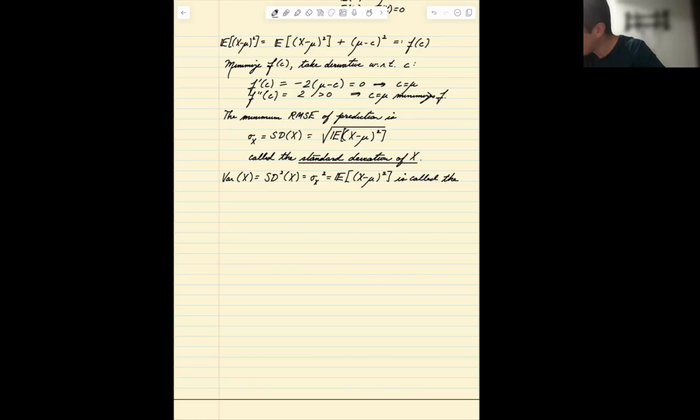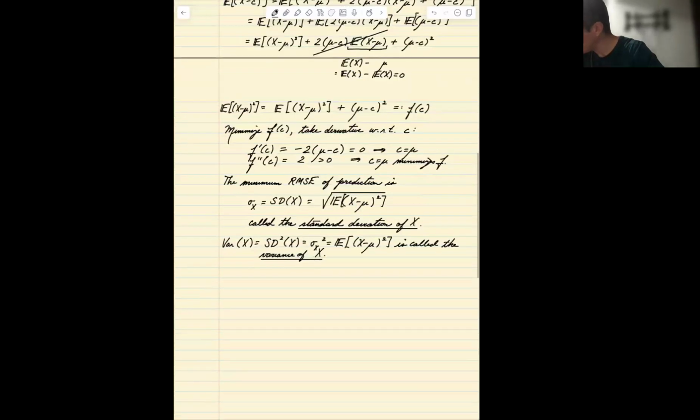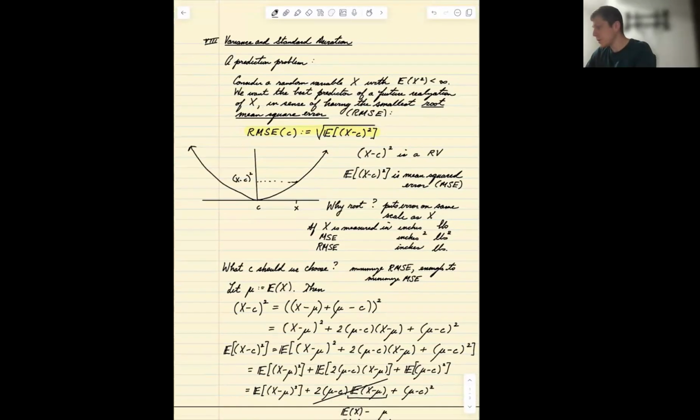So what have we learned? At least two things. We've learned a little bit about how to minimize functions and how to solve this prediction problem. We've learned some intuition for what the mean actually does. The mean, the expectation, is our best guess at a random variable if we had to guess with one number. In what sense? It's our best guess in the sense of minimizing root mean squared error.